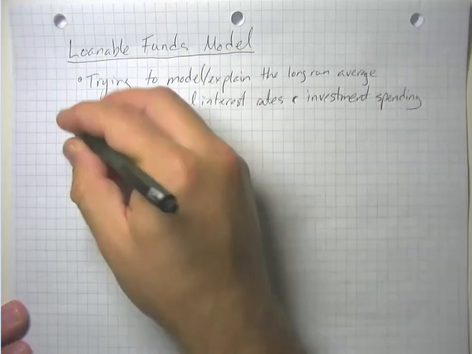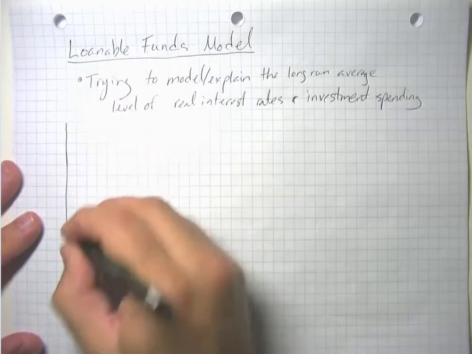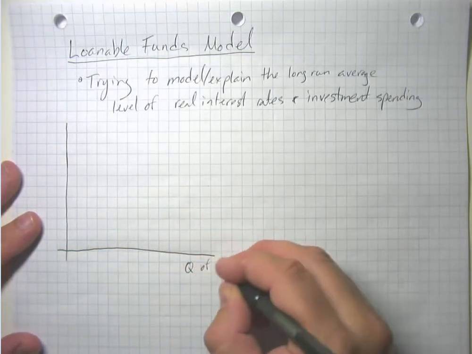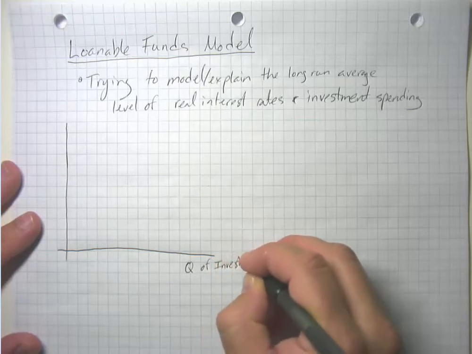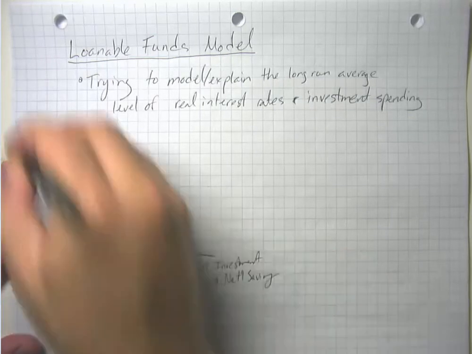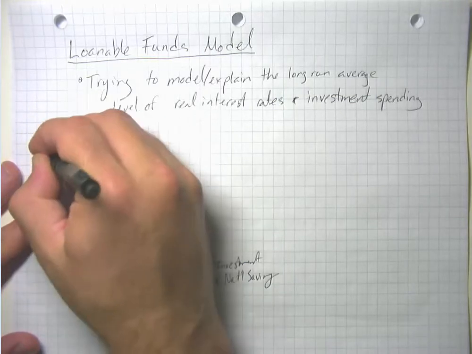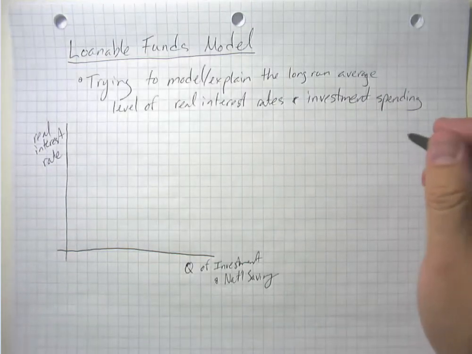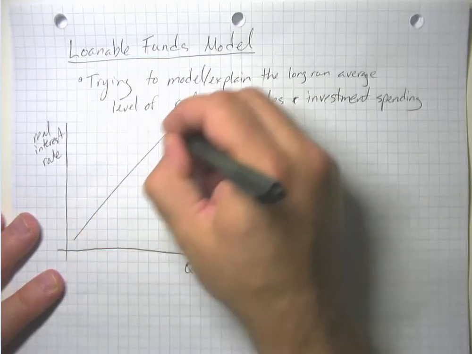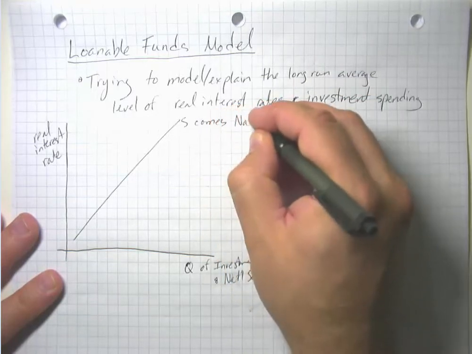And this is actually just a nice supply and demand model, and you've got some experience working with supply and demand models. The quantity here is the quantity of investment spending and national saving. And the price here is the real interest rate, because the interest rate is, of course, the price of a loan. We're going to have a supply of loanable funds, and the supply comes from national saving.